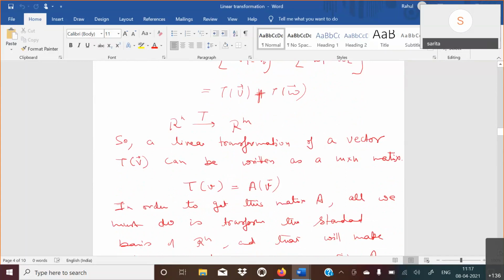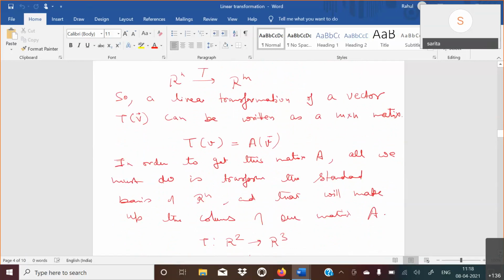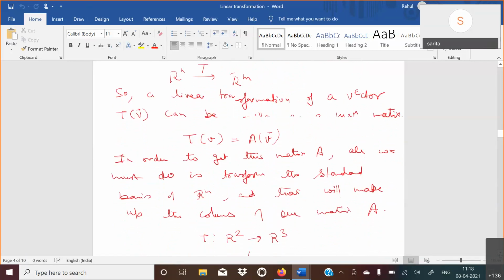Now, going back to what we have been doing on null spaces and column spaces, we have to go back to that Rn and Rm space where we were earlier. So let T be a transformation from Rn to Rm. A linear transformation of vector space T(V) can be written as an M cross N matrix. When you have an M cross N matrix A and a transformation T, then T(V) can be written as AV. How this is written, I'll just show you. In order to get this matrix A, all we must do is transform the standard basis of Rn, and that will make up the columns of our matrix A.